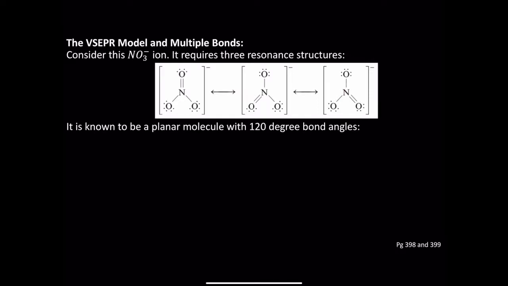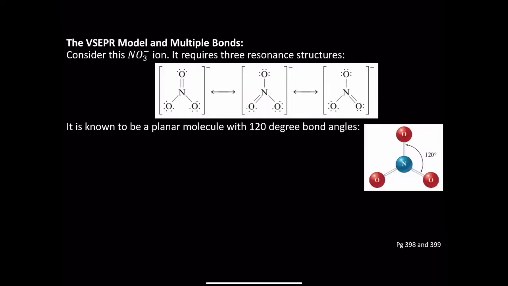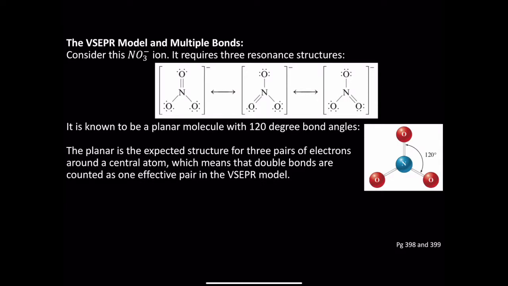So this is known to be a planar molecule with 120-degree bond angles. No one of those bonds has more electrons necessarily, so we don't actually see an increase of bond angles anywhere, because those resonance structures mean that they're sharing those electrons between those 3 bonds evenly. This is just the only way we can represent it. So the planar structure is the expected structure for the 3 pairs of electrons around the central atom, which means that the double bonds are counted as one effective pair in the VSEPR model.